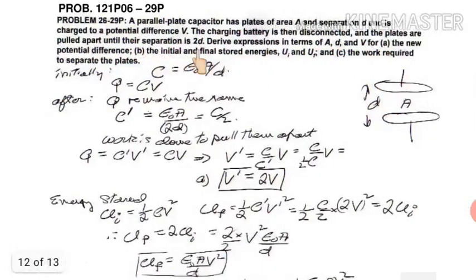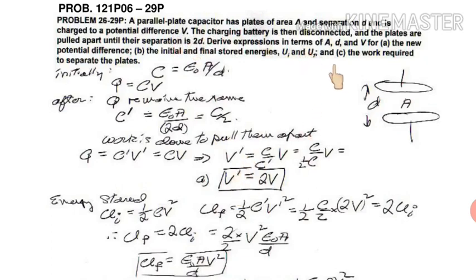Derive the expressions in terms of A, D and V for the new potential difference. So first we will talk about the A part, that we have to derive an expression for the new potential difference. So the previous potential difference was V, so we can assume that the new potential difference is given by V dash.